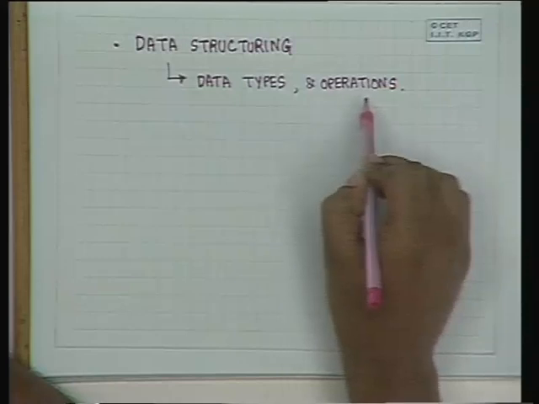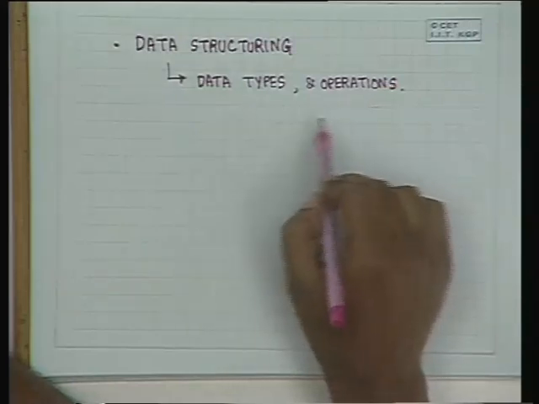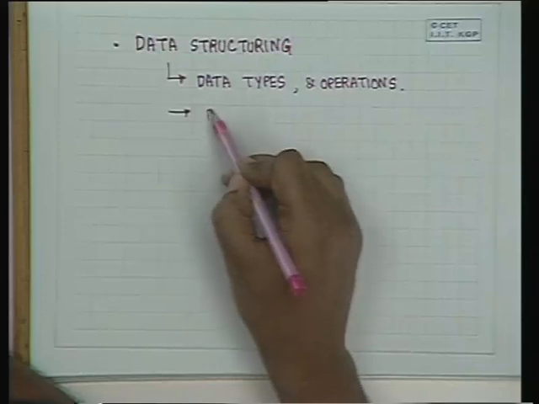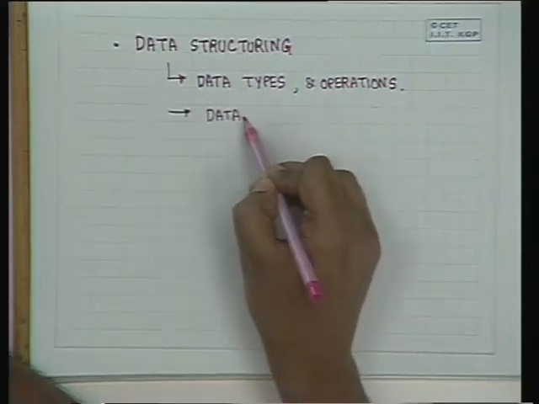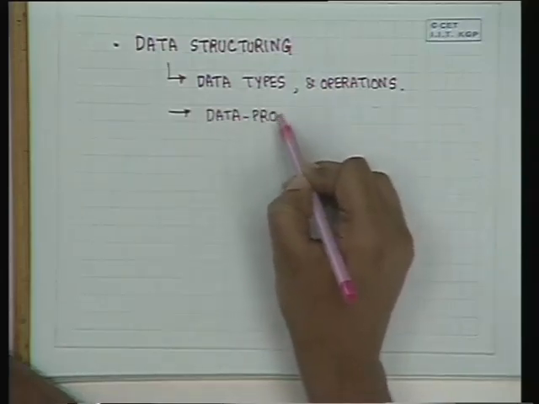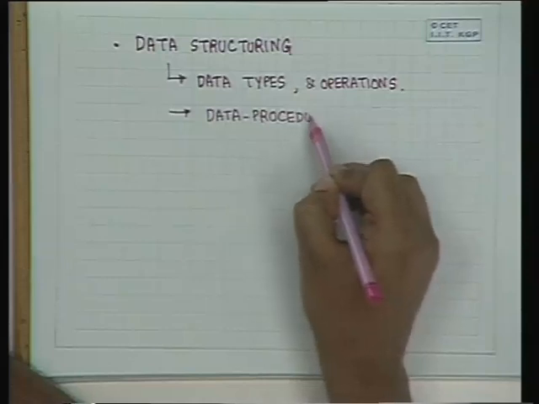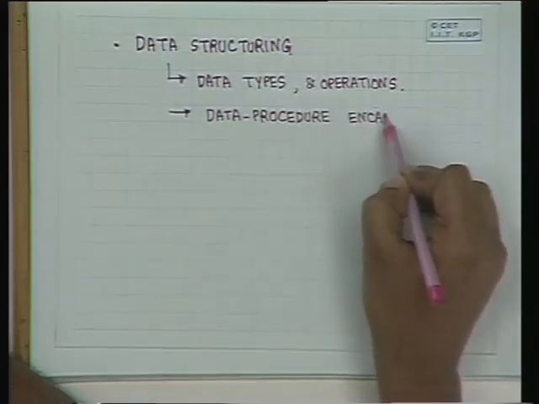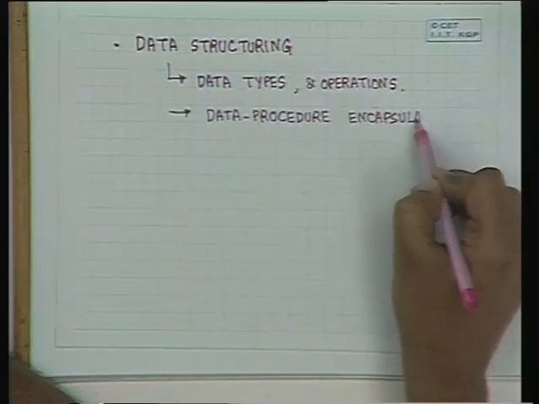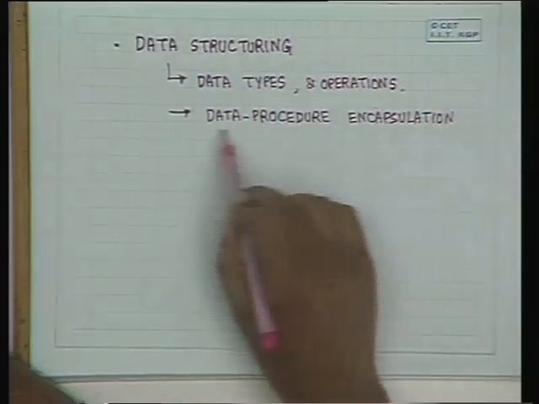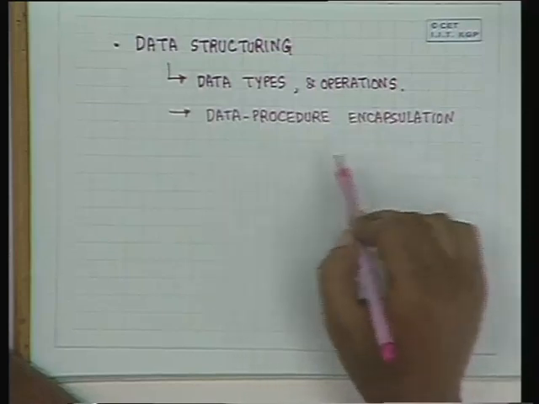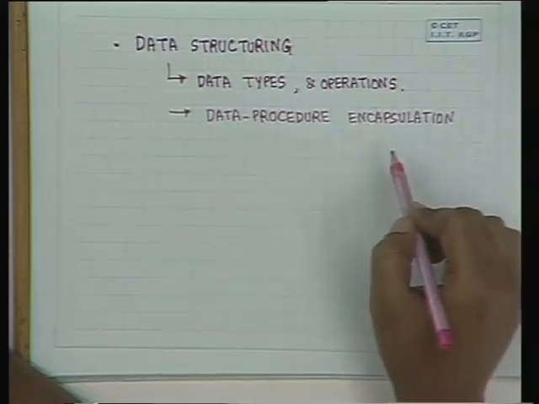Several languages provide more and more abstract data types and operations. We shall see something called data procedure encapsulation, which is another data structuring technique which is provided by certain languages, especially the object-oriented languages.